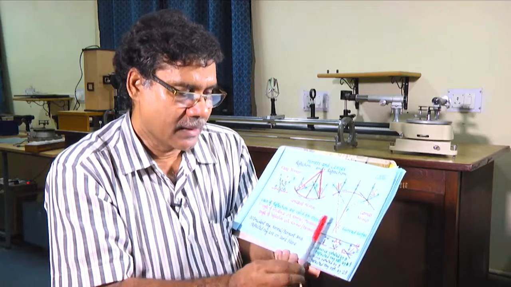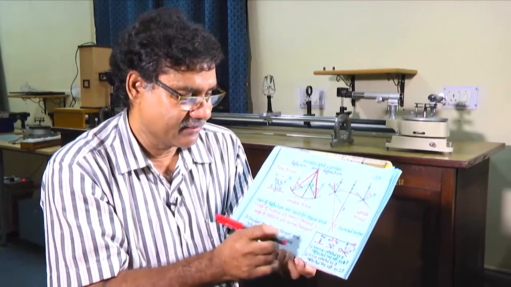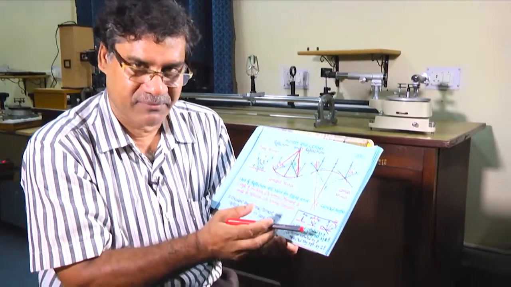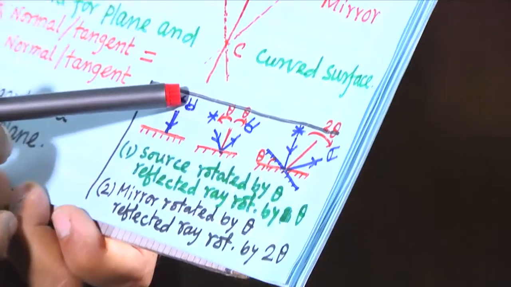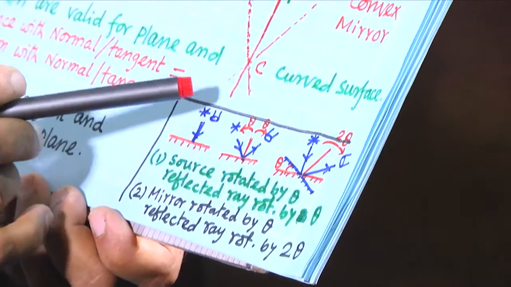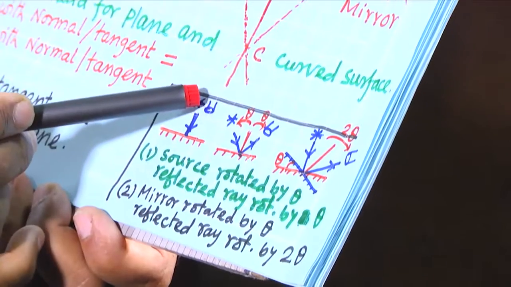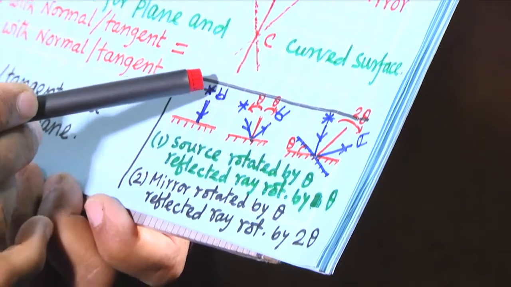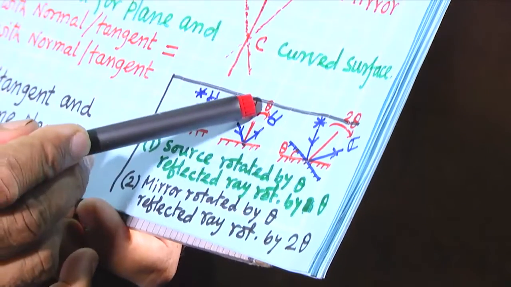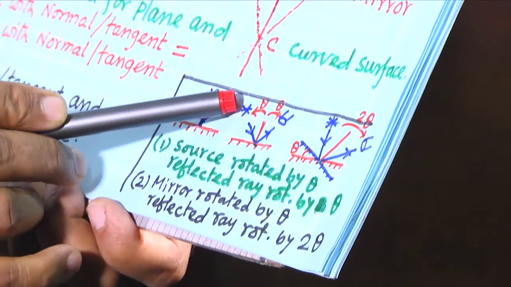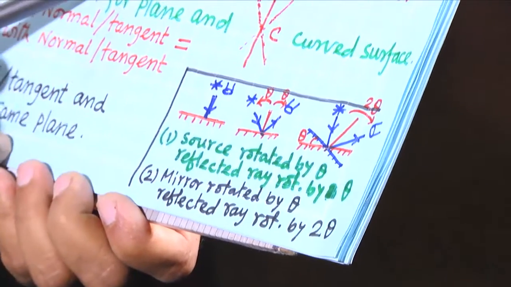So now how will you change the incident angle? The very easy way, generally, is to think that we will rotate the source. Okay, we will rotate the source. That means with the normal it will make an angle, right?